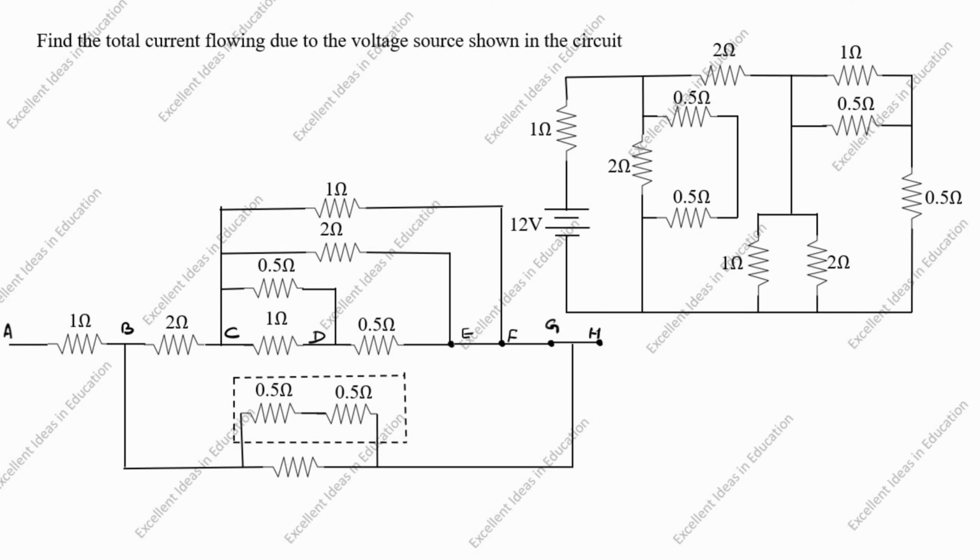Today we are going to solve this series and parallel combination circuit. Find the total current flowing due to the voltage source shown in the circuit.